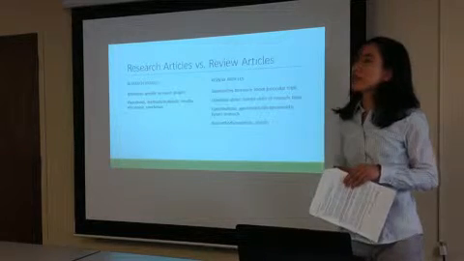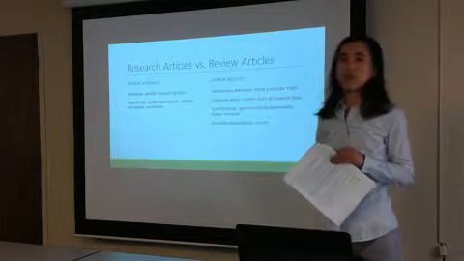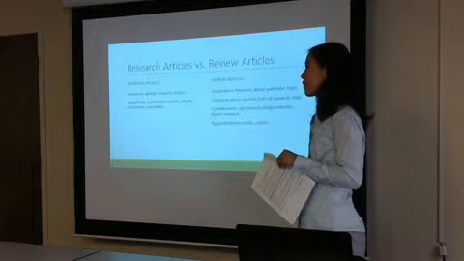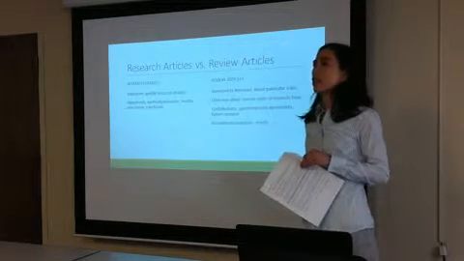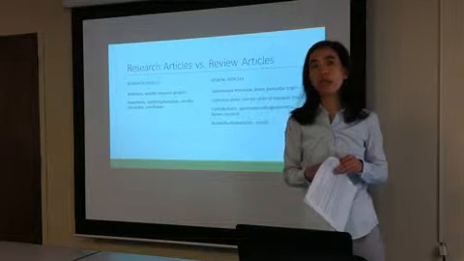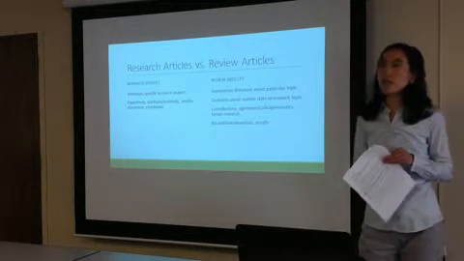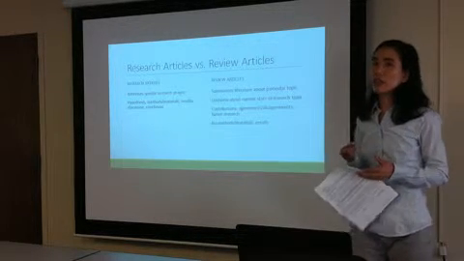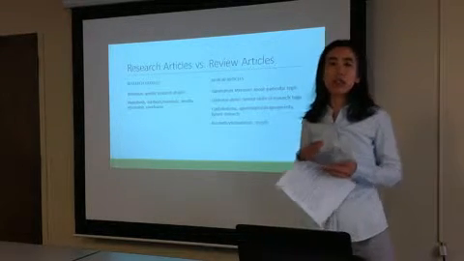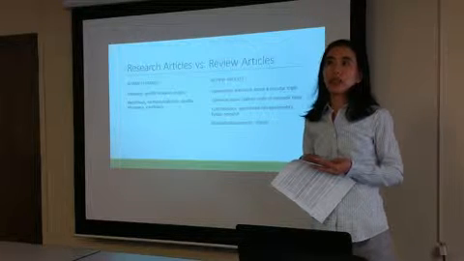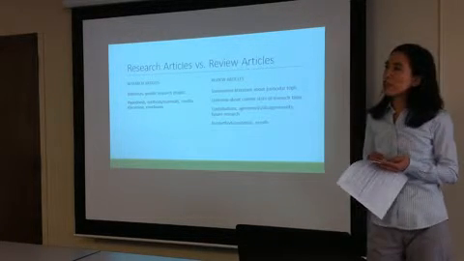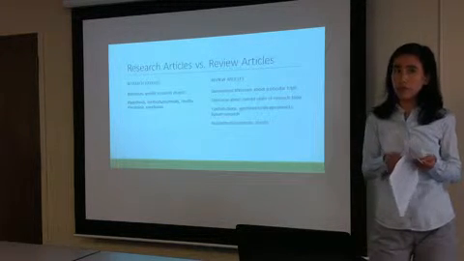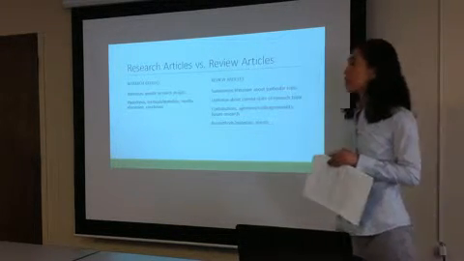Now within the scholarly articles, there are two types of articles. One is a research article and the other is a review article. Research articles address a specific research experiment or project. You can tell a research article because it'll include different sections: an introduction, a methods or materials section, a results, a discussion, and a conclusion. Whereas a review article will not include those sections.